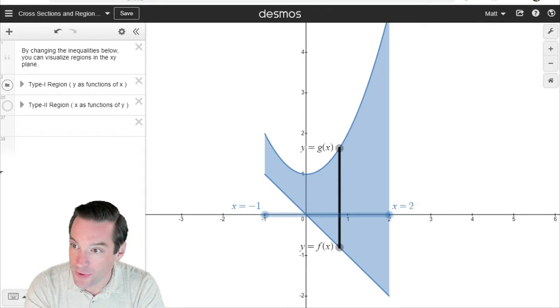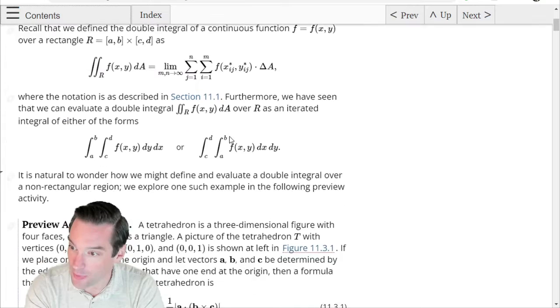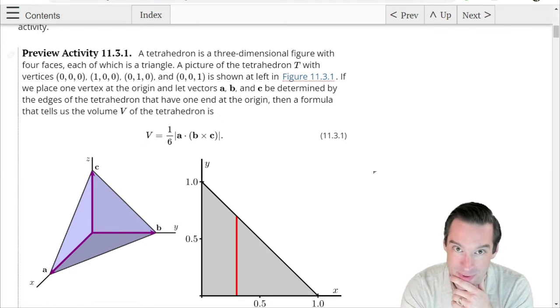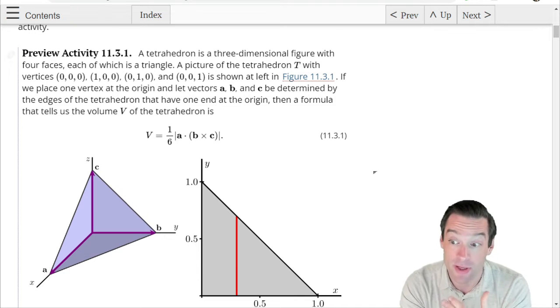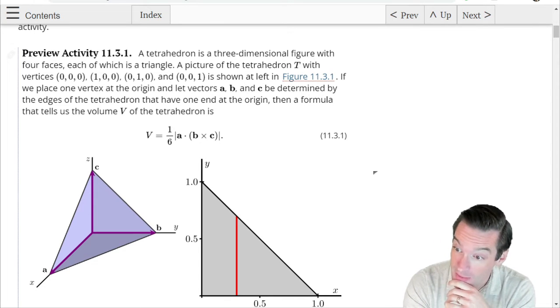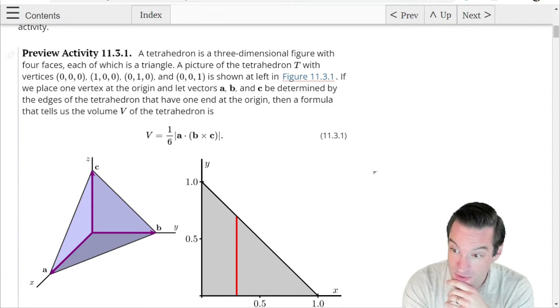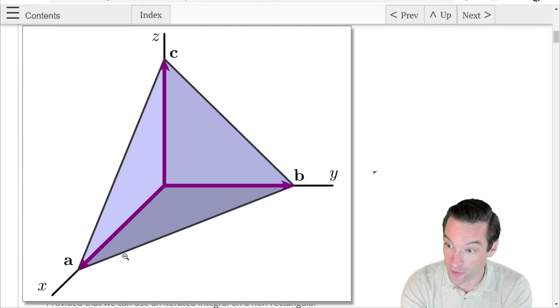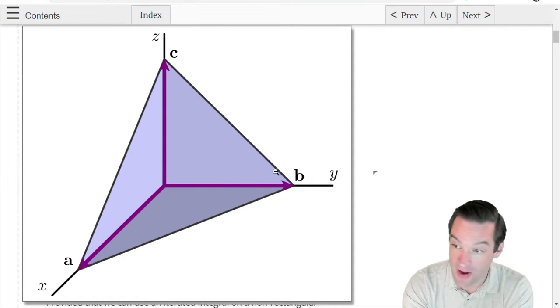So the preview activity in this section on double integrals over general regions is asking us to think about, and then actually do, what it would look like to set up a double integral that could compute the volume of a tetrahedron. So here's a tetrahedron in the first octant of xyz space that is bounded by the origin and the points i, j, and k. So 1, 0, 0, 0, 1, 0, and 0, 0, 1. Those vectors are called a, b, and c here. They define this tetrahedron.